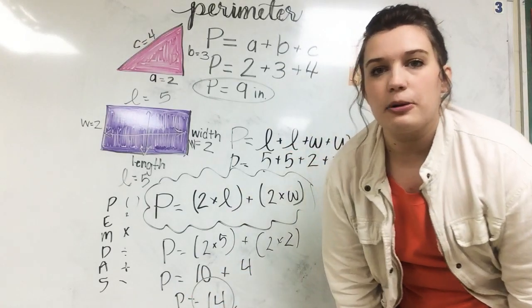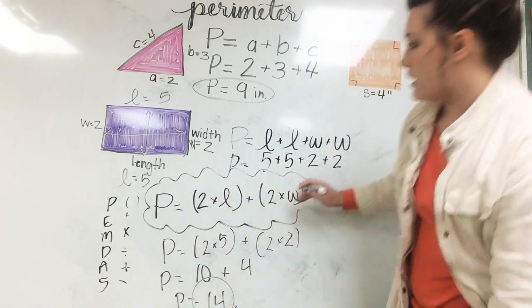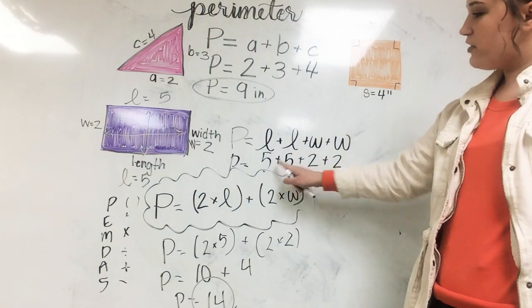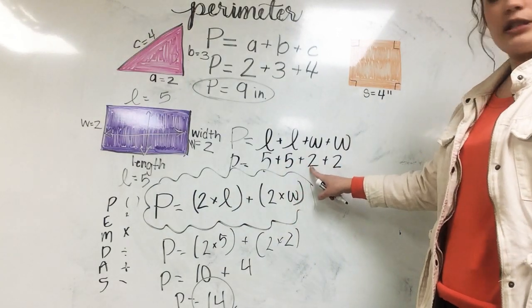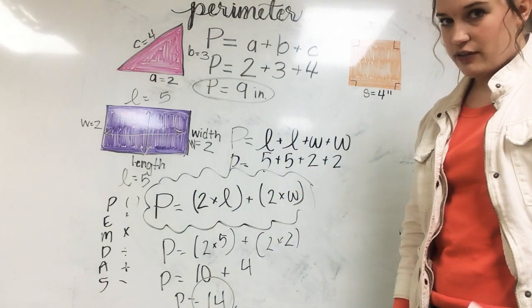Okay, so that's pretty easy. You just, again, add around, and that's what you would get if you did it the same way up here, because 5 plus 5 is 10, plus 2 is 12, plus 2 is 14. So there's just 2 different ways.